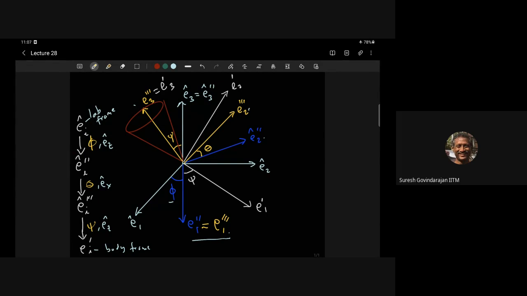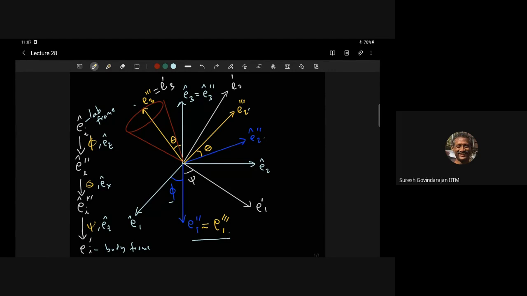Psi is along Z, right? So it is like E3. Theta is correct, right? This picture is correct? Yeah, it is. Okay. Theta is the second thing. Okay, thank you, thank you. I got confused. Okay, so this is good.